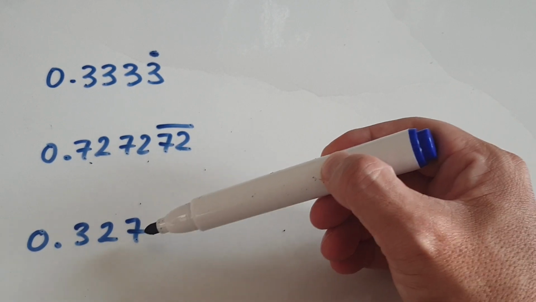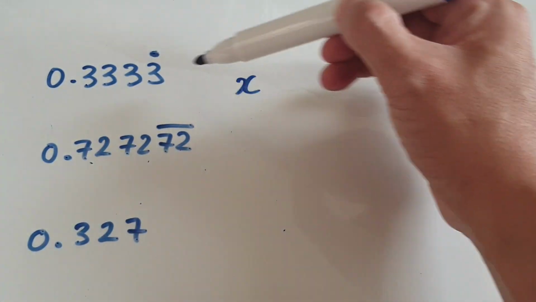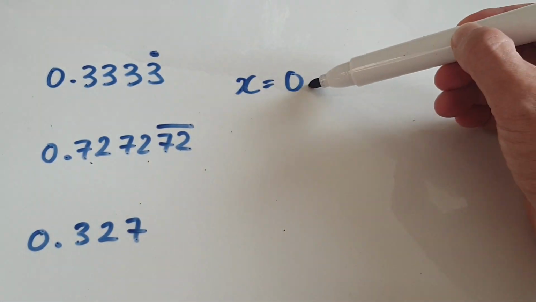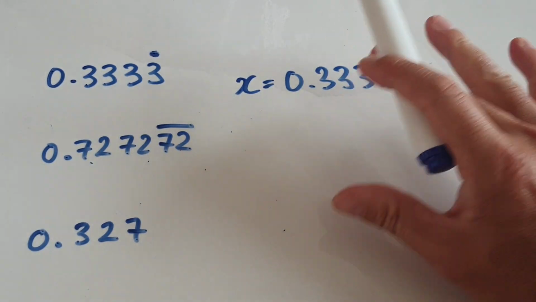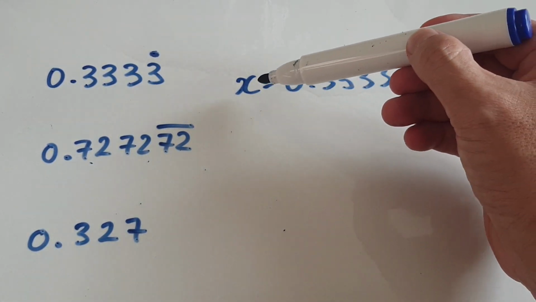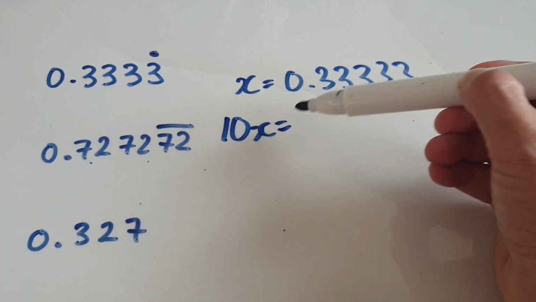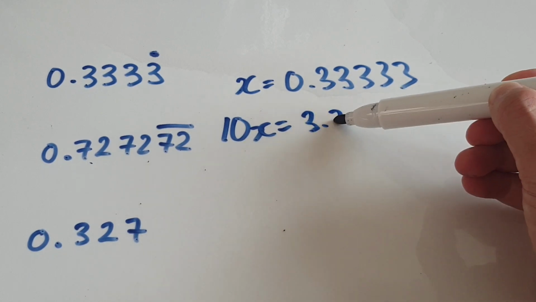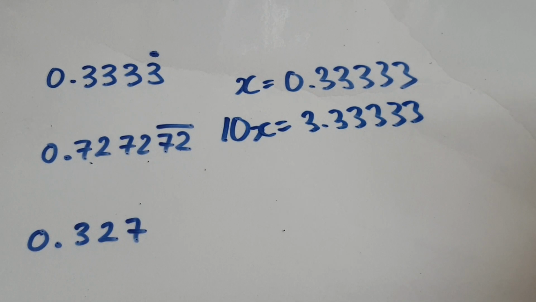So this one here terminates. So let's do the first one. I'm going to use x to represent this number. So let x be this number where it repeats itself. It goes on forever, but just leave it as it is. Now times both sides by 10. So 10x equals, now when you multiply this by 10, it will be 3.33333 recurring. It goes on forever.